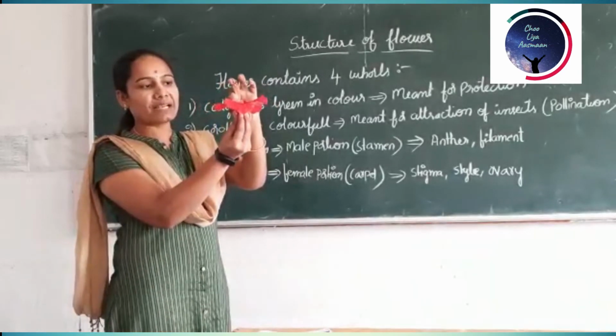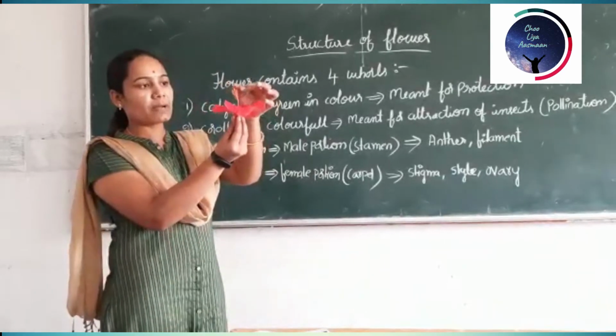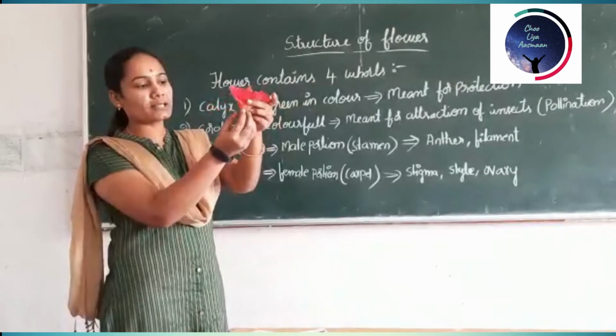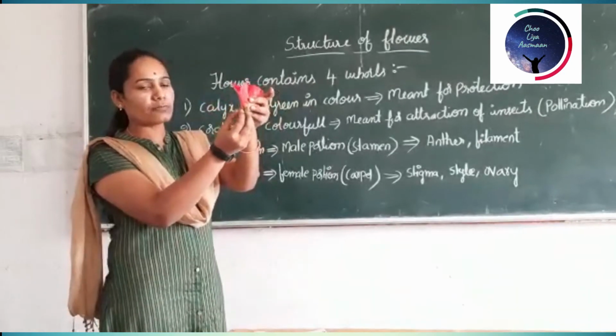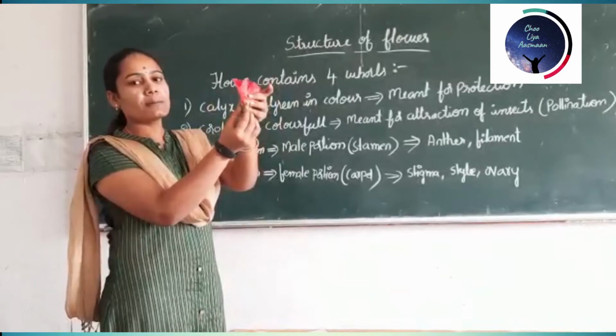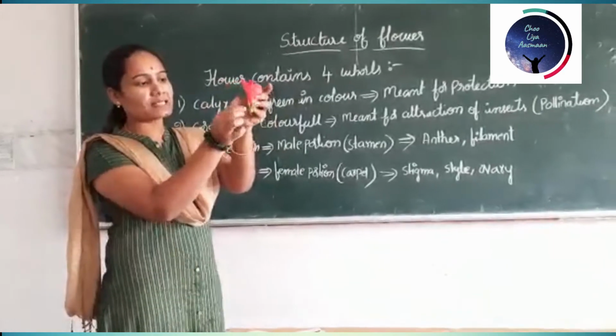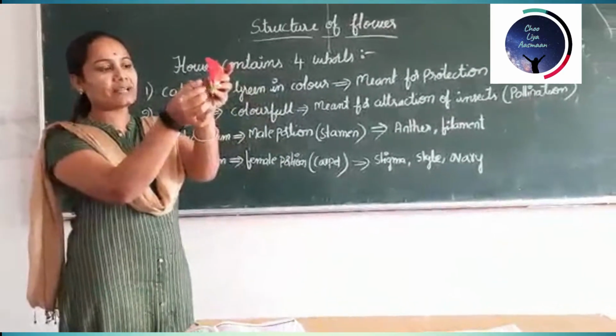For example, petals are there, androecium and gynoecium are there. It is protecting the internal parts of the flower. This helps in protecting the internal parts. This is the calyx region of a flower.